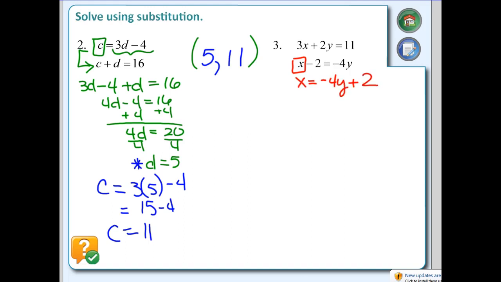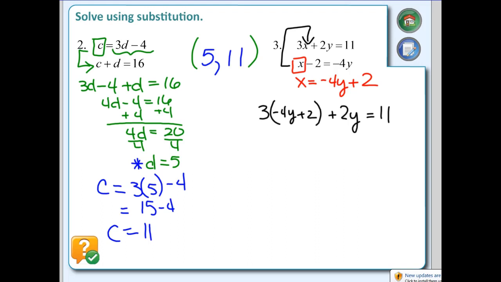Now that we've isolated a variable alone, we're going to plug that into the original equation. We're going to go ahead and plug him in there. So we've got 3 times x, but x is now negative 4y plus 2, plus 2y equals 11. Everybody see what we did? Okay, what should I do next?